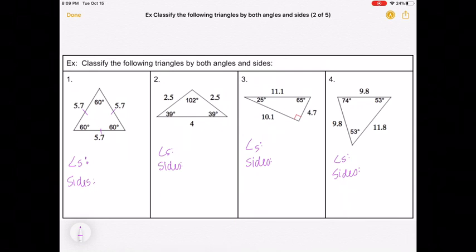All right, so up here, number 1, this first one, all 3 congruent sides. So that tells us it is equilateral.